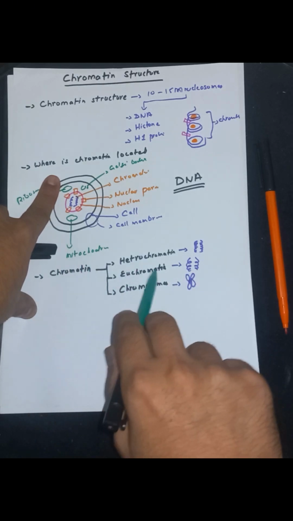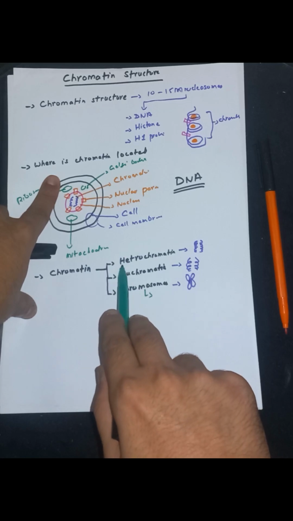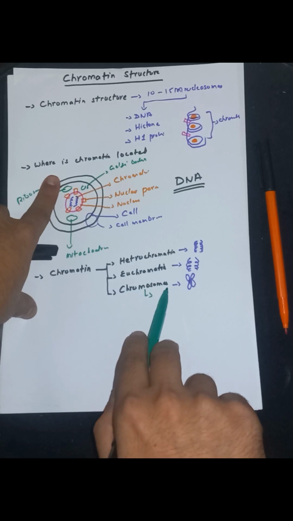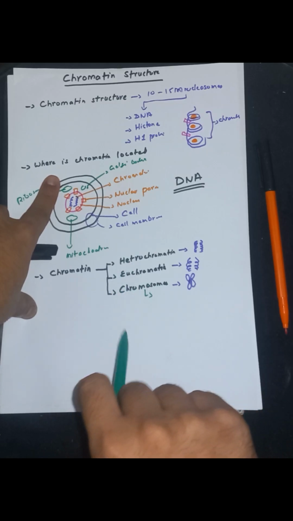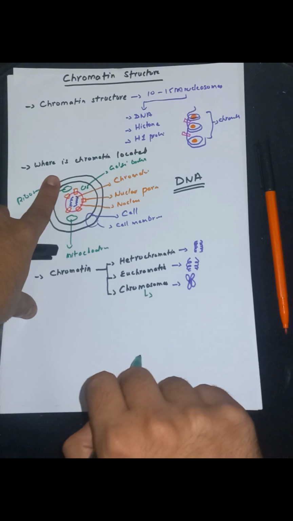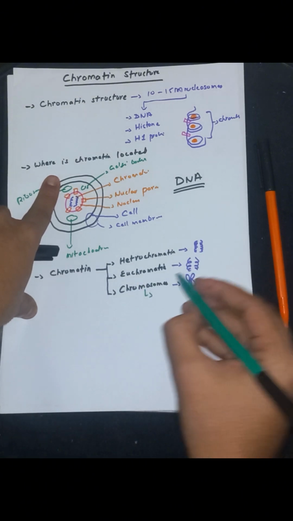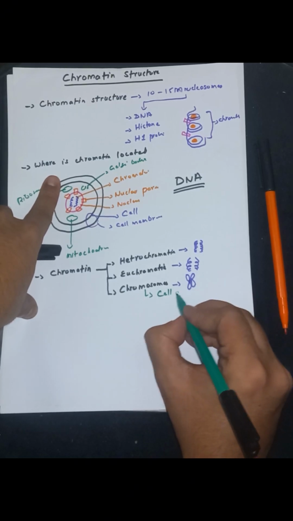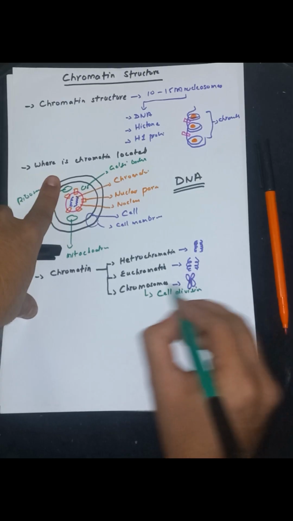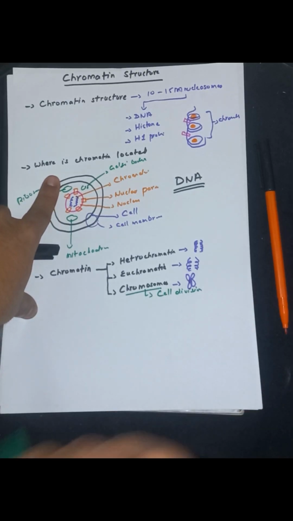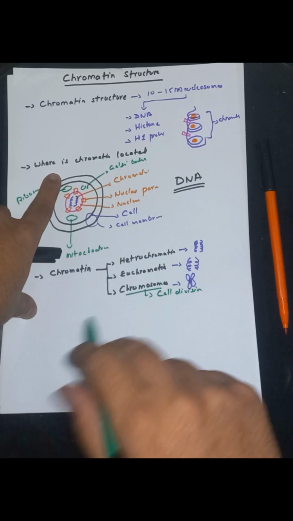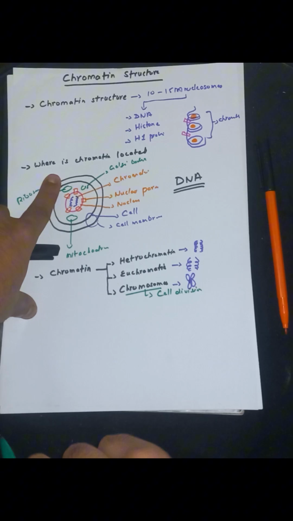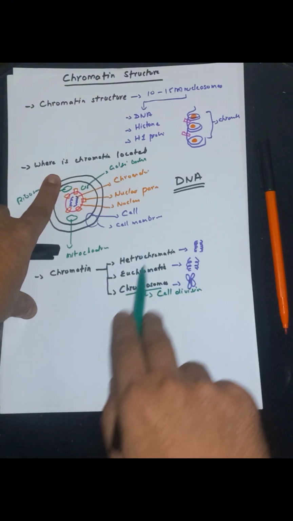When it is very tightly, highly condensed, then it is called heterochromatin. And when it is extremely compressed during the cell division time, then it gives this type of shape. So they named it chromosome. This shape is seen when there is cell division. During cell division, chromatin has the shape of chromosome. So I'm just discussing this part separately so that we can easily focus on those two topics.